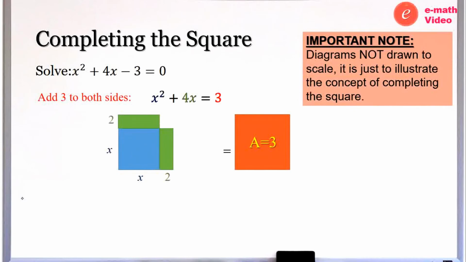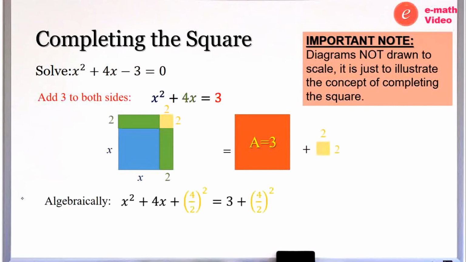Now we will combine the two shapes on the left hand side. Hey wait, there is still a missing corner at the top right, which is a small square. We know the dimension is 2 times 2. Whatever we add to the left hand side, we must do the same thing to the right hand side. Algebraically, we added (4 over 2) squared to both sides. Simplify, on the right hand side we have a 7.